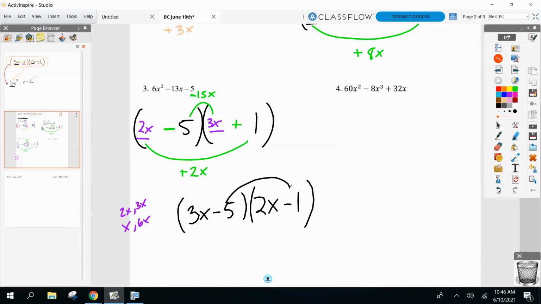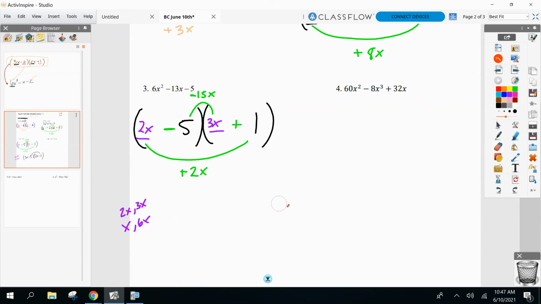That happened to us in my first period of class. Somebody guessed this first. And yes, it will give you -13 in the middle. It will. And it will give you 6x squared in the front, but it will not give you a -5. It'll give you a +5. So that's why that one won't work.